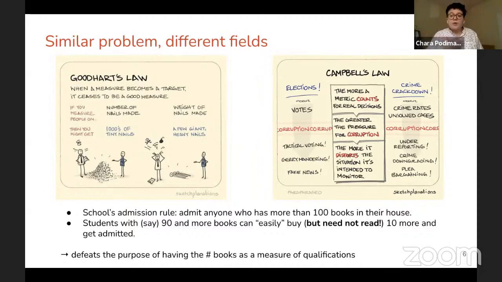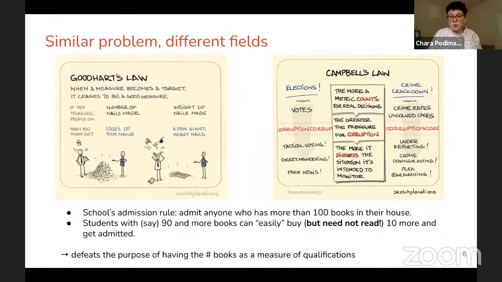Just to see an example where this can be applied in our machine learning driven motivation, think about a school whose admissions rule is very simple and straightforward, and it's the following. It says that you will be admitted to this school if you have more than 100 books in your house. Now, this rule has the following background, quote unquote. This rule says that if you have a lot of books at your house, then you must have read them, then you must be a very well-versed person, then you can be admitted to our school.